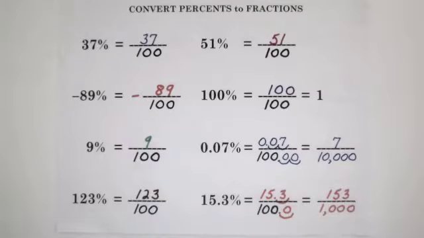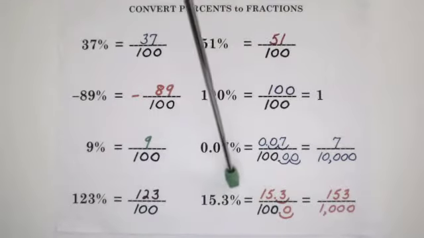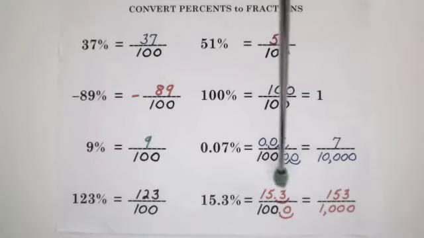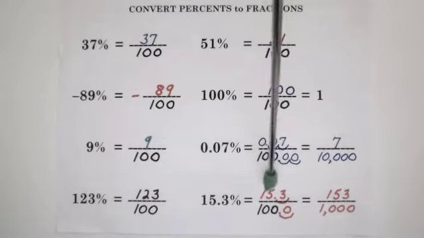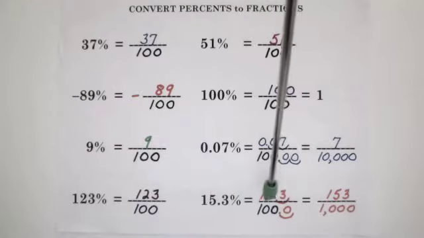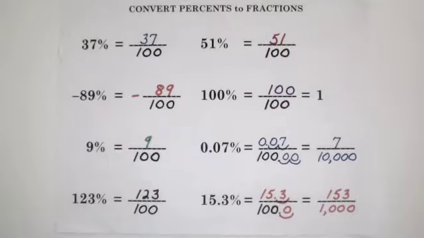15.3%. I write 15.3 as my numerator. I write 100 in the denominator to represent this percentage sign. I cannot leave a decimal point in a fraction, so I must move this decimal point to the right 1 space, and then I have the number 153. Whatever I do to the numerator, I must do to the denominator. The decimal point is to the far right of any whole number. So it's right there after the last 0 in 100.